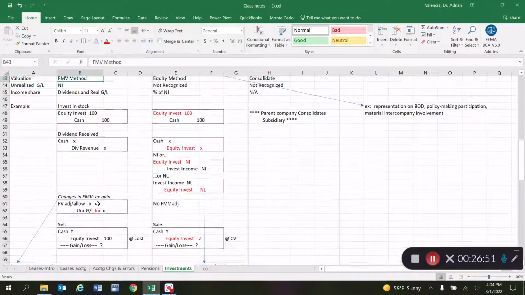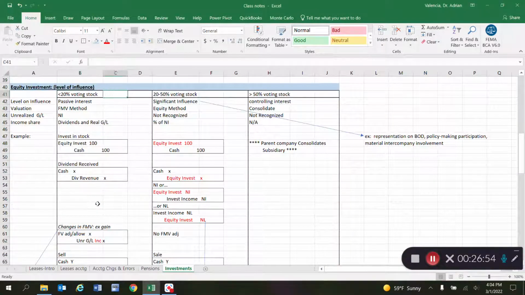Let's look now at how we account for equity investments under a scenario where we exercise significant influence over the company we're investing in. The method for valuation is the equity method. Under the equity method, when you invest in this company, it's the same thing as in the passive interest scenario. But when you receive dividends, this is where it changes a little bit. When you receive dividends, you receive that cash and you reduce the equity investment.